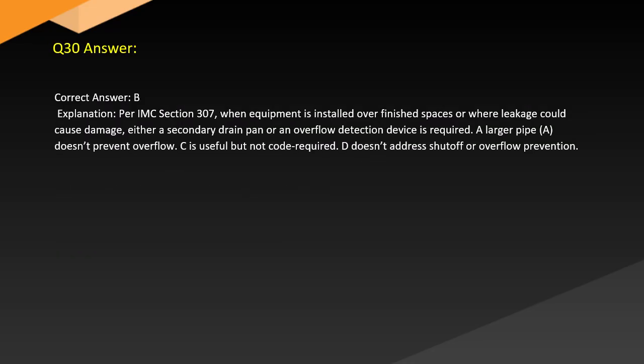Answer. Correct answer: B. Explanation. Per IMC Section 307, when equipment is installed over finished spaces or where leakage could cause damage, either a secondary drain pan or an overflow detection device is required. A, a larger pipe, doesn't prevent overflow. C is useful but not code required. D doesn't address shut-off or overflow prevention.